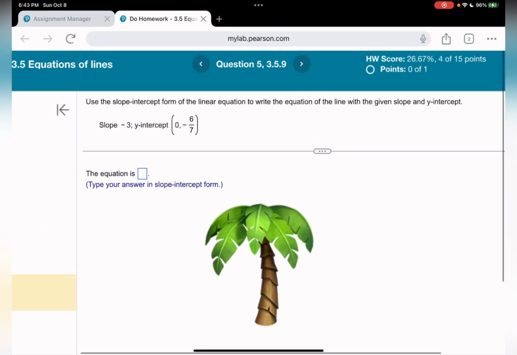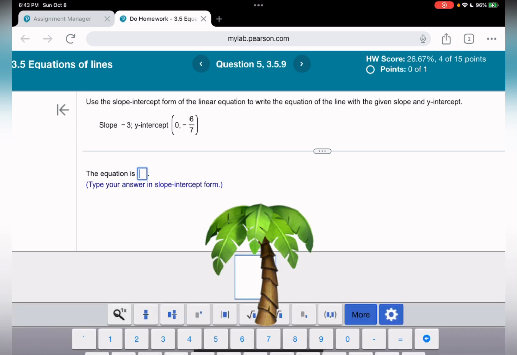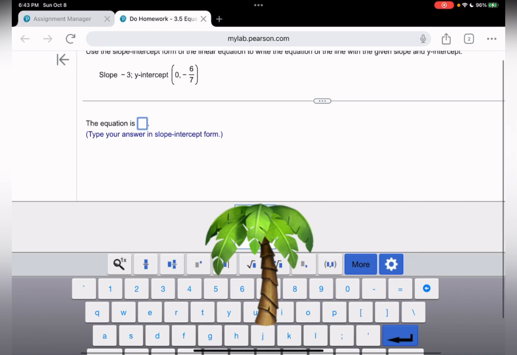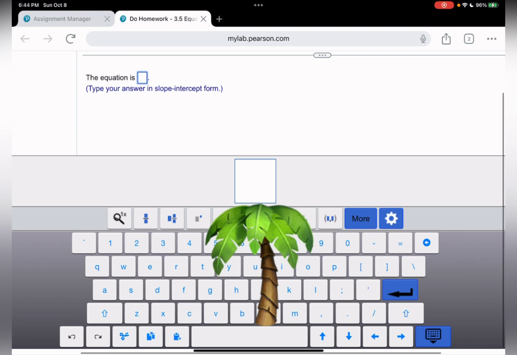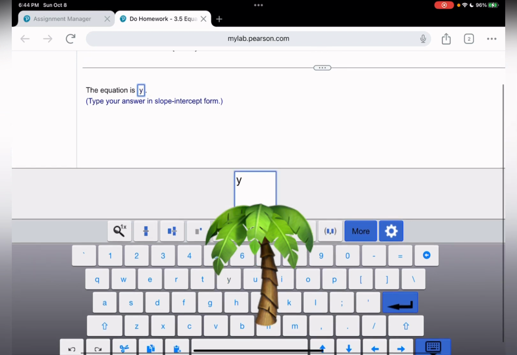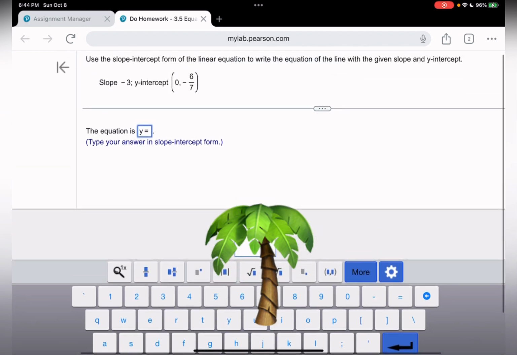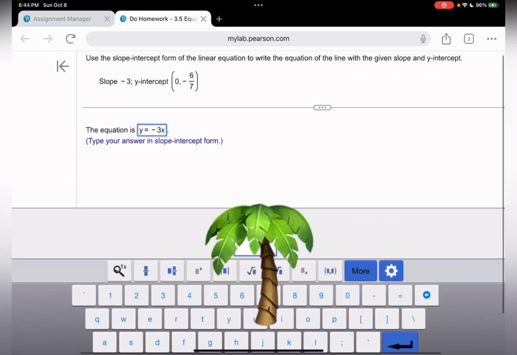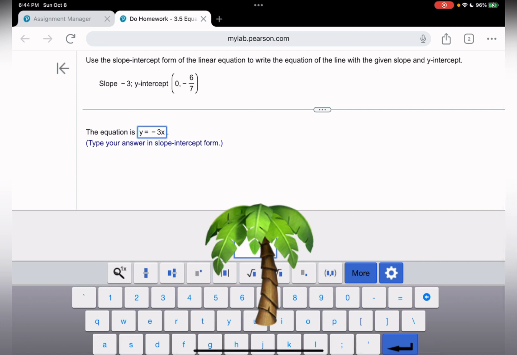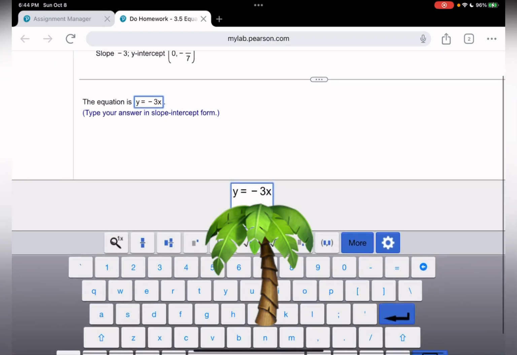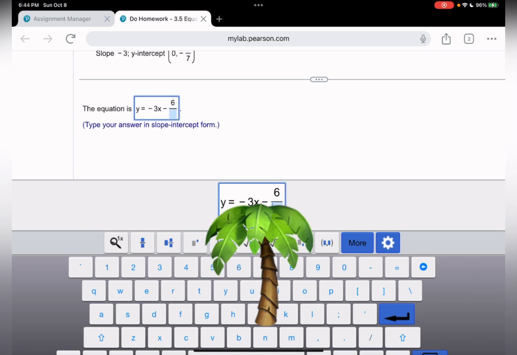What do we have? Slope is negative 3. Intercept is negative 6 over 7. Okay, we can do it even without drafting. So y is equal, where was my y? Here, y is equal, since slope is negative 3, it's going to be negative 3x, and my intercept negative 6 over 7, right? Minus 6 over 7. Okay.